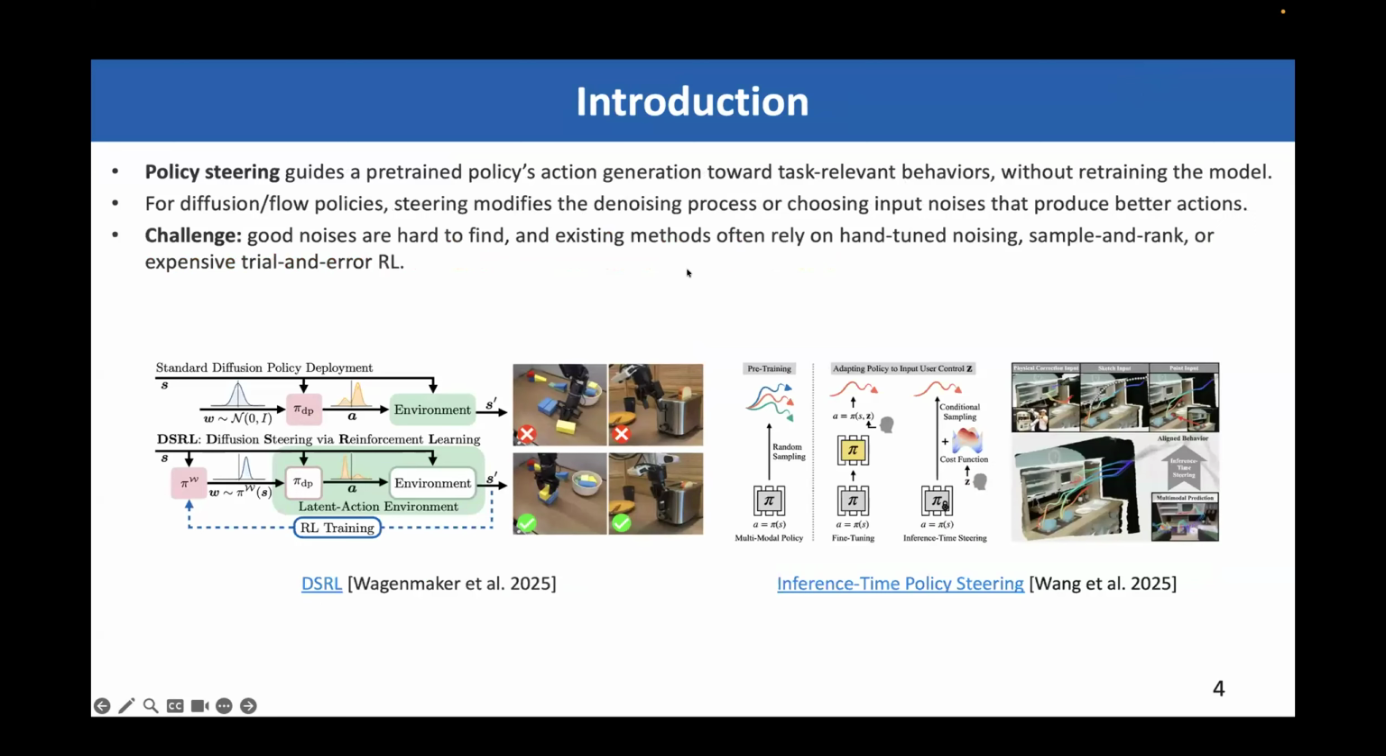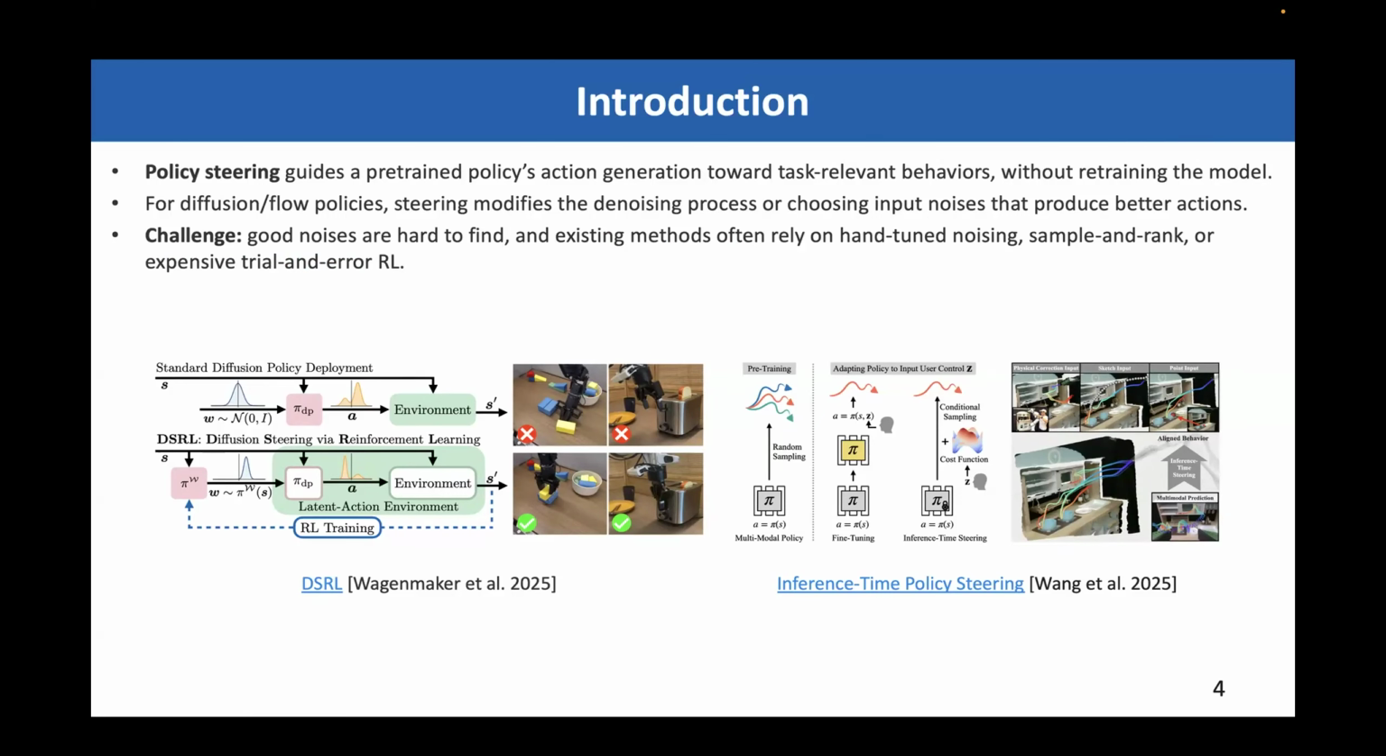So what's recently been a trend is doing something called policy steering, which means to guide a pre-trained policy's action generation towards task relevant behaviors. And this is done without retraining the full model. So basically at test time, you steer the policy. And specifically for diffusion and flow policies, such as VLAs, the steering usually modifies the denoising process. Or maybe you also choose the input noises that may also produce better actions.